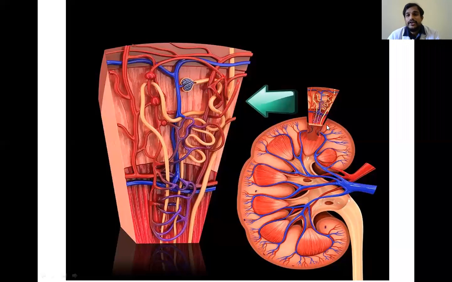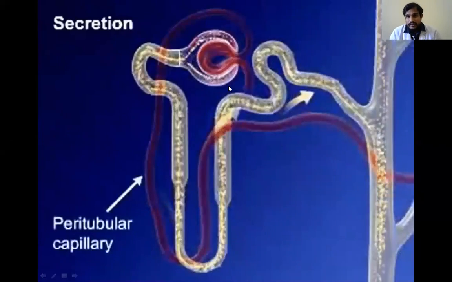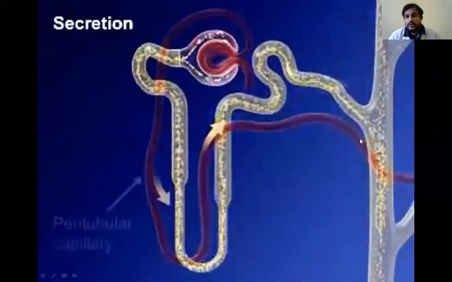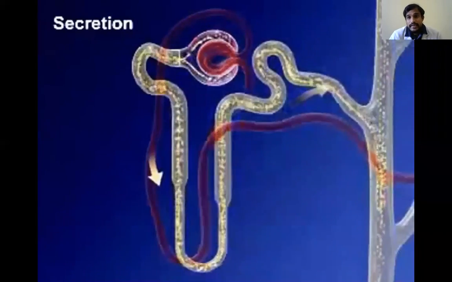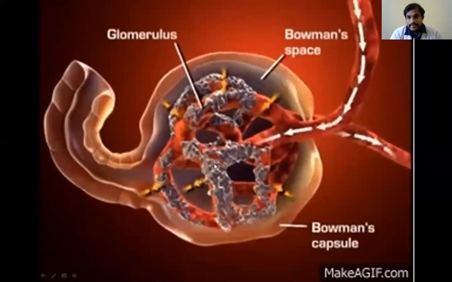So coming to the basics, we know the cut section of kidney shows the outer part cortex and inner medulla, and the functional unit of the kidney is the nephron, which partly lies in the cortex and partly in the medulla, and the nephron is the filtering unit of the kidney. And the nephron contains a glomerulus and a proximal convoluted tubule and distal convoluted tubule which connects to the collecting duct. So coming to the glomerulus, the main function of the glomerulus is filtration. The filtering unit of kidney is the glomerulus.